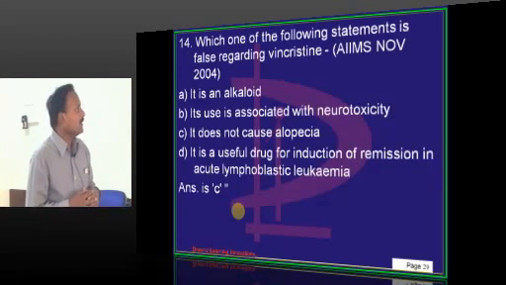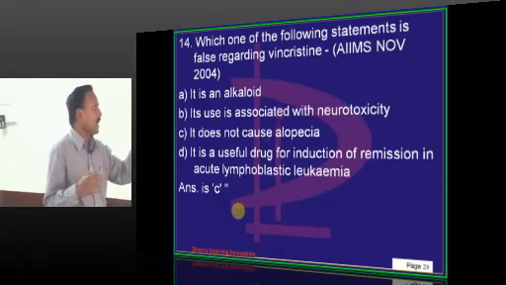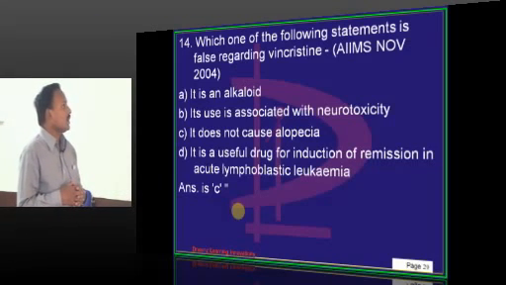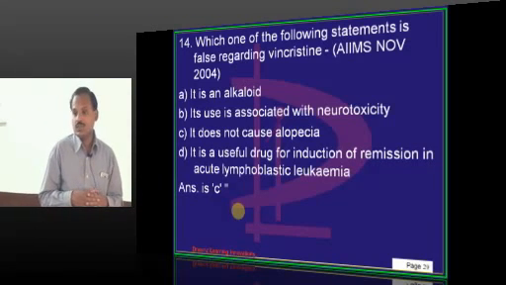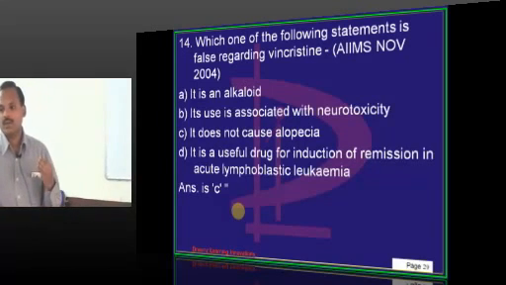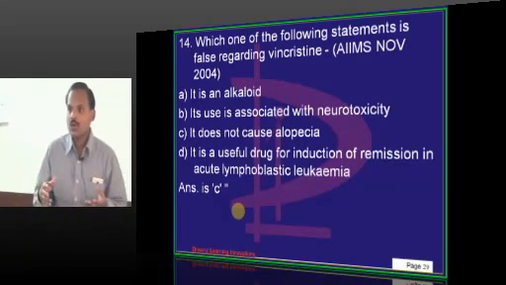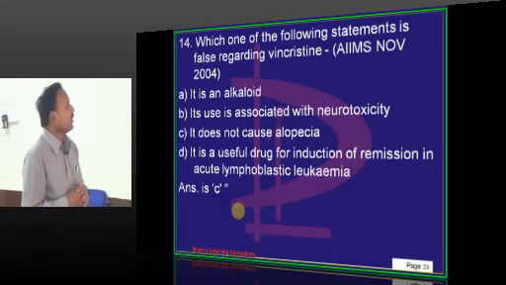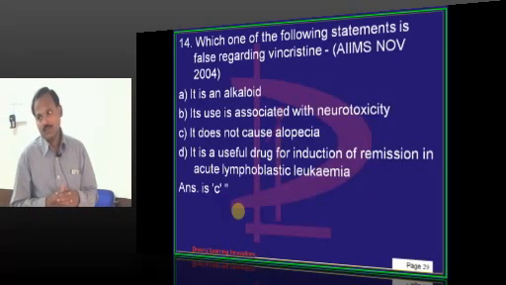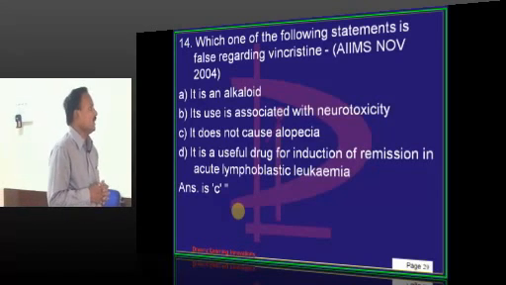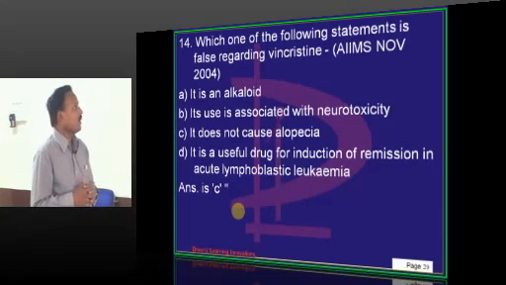So, vinca alkaloids. We know vincristine is an alkaloid. It is associated with neurotoxicity. One of the important adverse effects of vincristine is neurotoxicity. It does not cause alopecia, that is really surprising. Which one of the following statements is false?